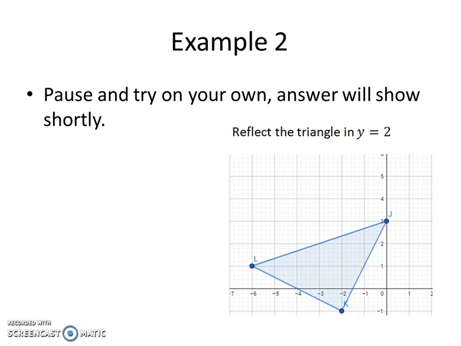Example 2, you can pause this, try it on your own. You can draw it. Do the same steps. Find the distance, duplicate the distance on the other side of the line of reflection, and see where your points end up. Y equals 2 is a horizontal line, so your line should look like this at the point y equals 2. Find one distance, duplicate it on the other side. Your image should look something like this when you're done.